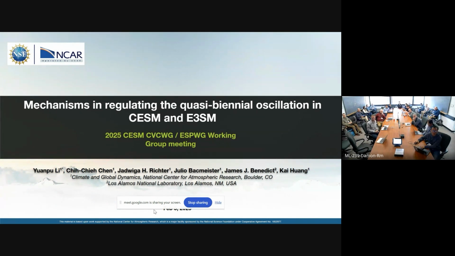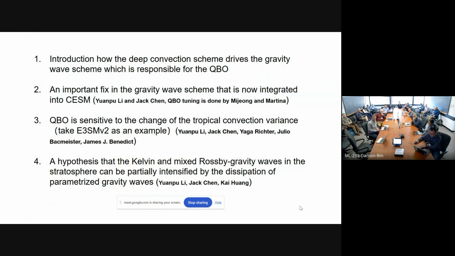Today I'm going to talk about the mechanism in regulating the quasi-biennial oscillation in CESM and E3SM. This presentation has 4 sections. First, I'm going to introduce some background information, like how the deep convection scheme drives the gravity wave scheme, which is very responsible for the QBO generation.